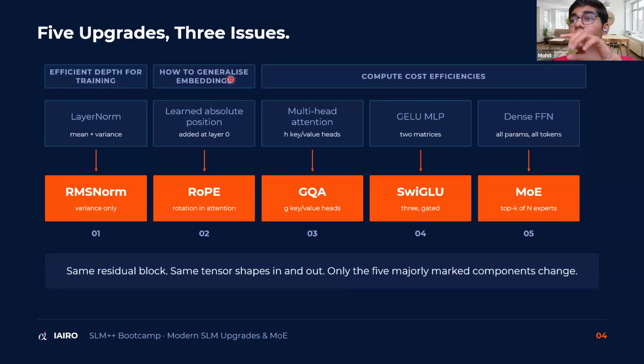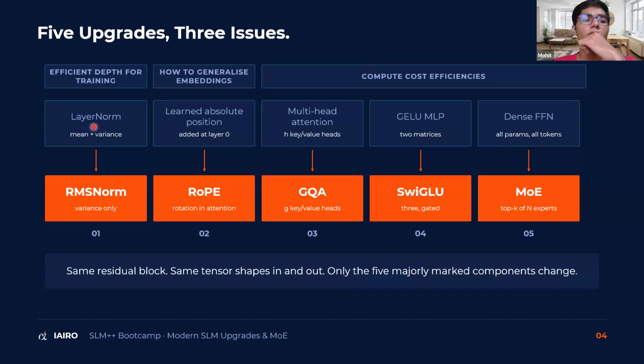We were not able to generalize our embeddings in terms of tokens or in terms of text that was going into the pre-training part. And the third problem, and the major problem, was that it was taking up a huge amount of compute, and it was less efficient in terms of hours taken in the pre-training part.